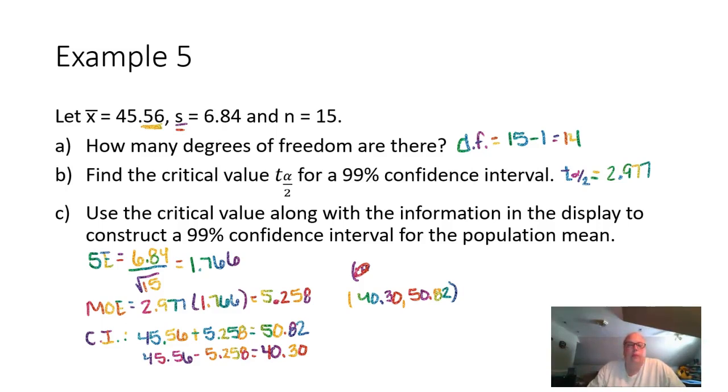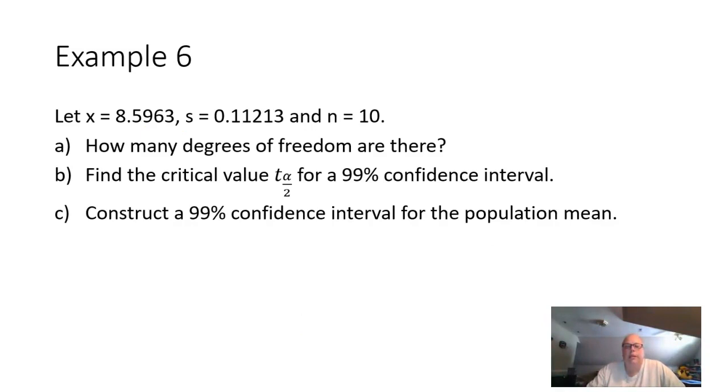Example 6, let x bar be 8.5963 and the standard deviation be 0.11213 and n equal to 10. Part A, how many degrees of freedom are there? The first thing I want to do is fix this. That is supposed to be an x bar. Okay. All right, the degrees of freedom, remember, this is just n minus 1. So in our case, we're looking at 9.